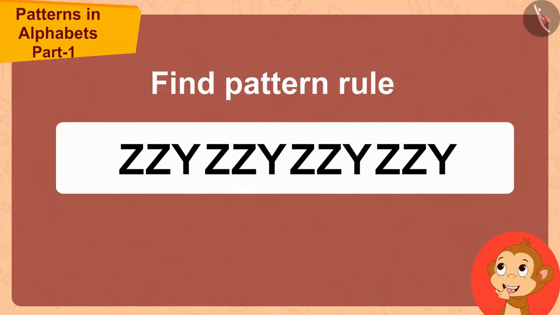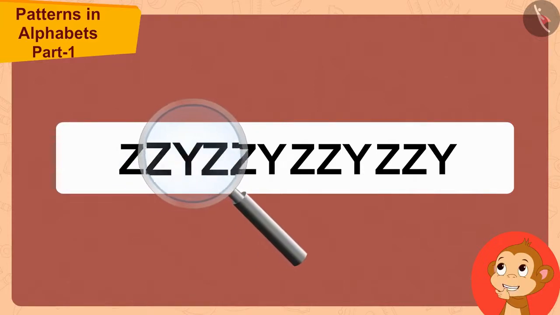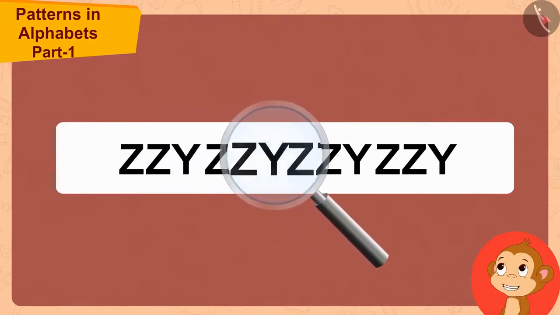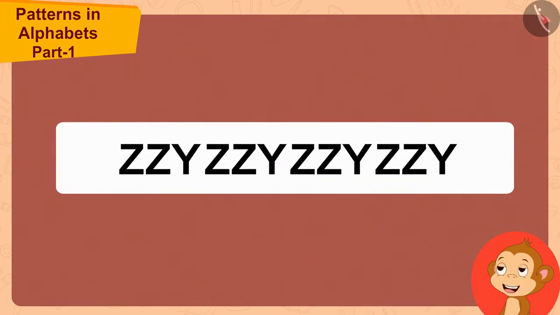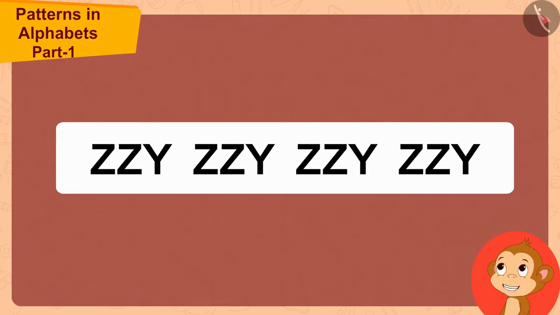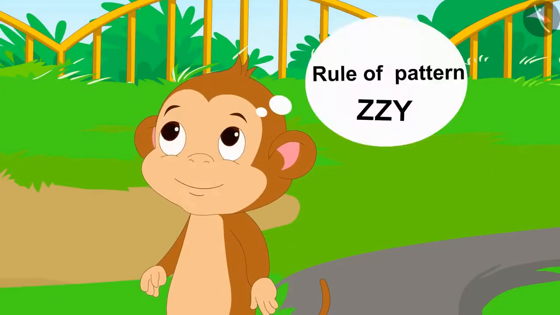First, I try to find some sort of repetition in it. Z, Z, Y, Z, Z, Y, Z, Z, Y. Good! Here, Z, Z, Y is repeating in these 3-letter group over and over again. Oh wow! I found the rule of this pattern. Babban told Genie the rule of the first pattern.